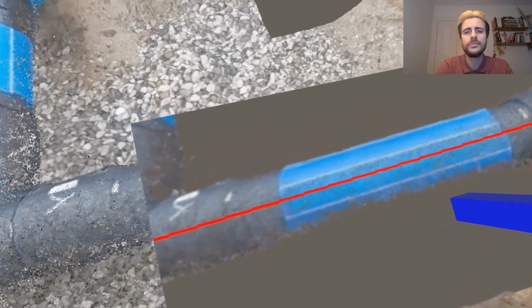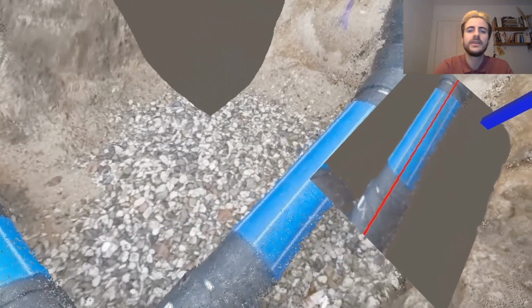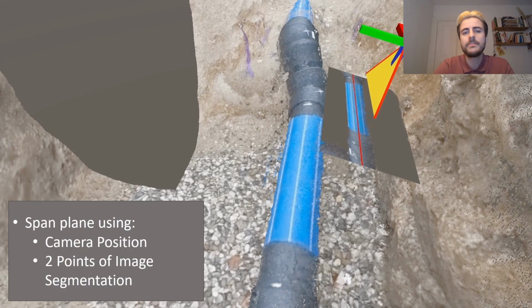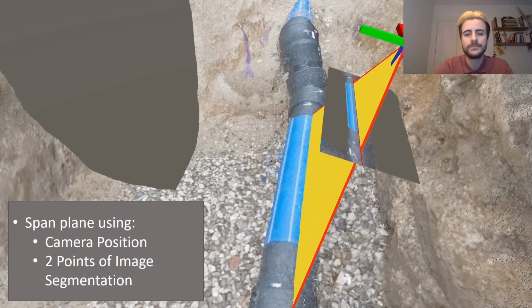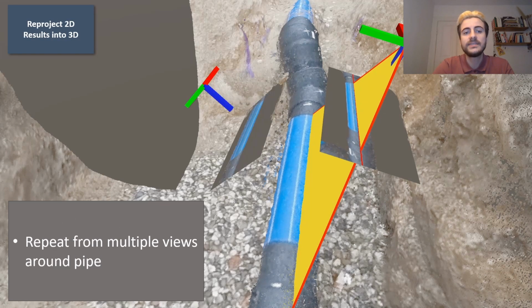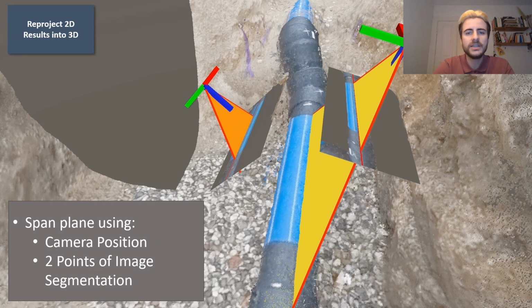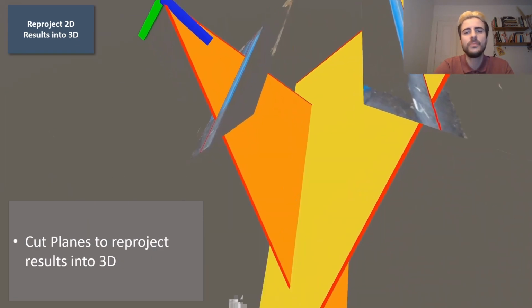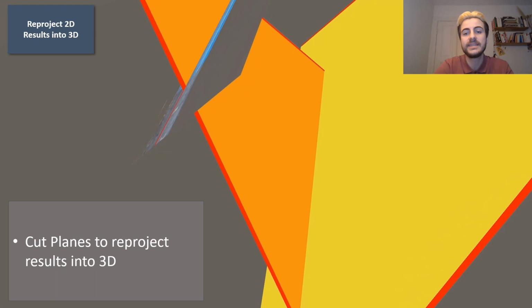Now, we want to reproject these results from image space into 3D. Therefore, we span a plane from the camera position through the image space segmentation. This is done from multiple views around the pipe. Again, also here results are reprojected by spanning a plane through the image space. These planes are now intersected to obtain the actual pipe center in the 3D reconstruction.